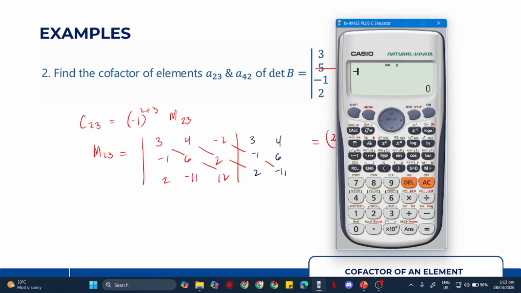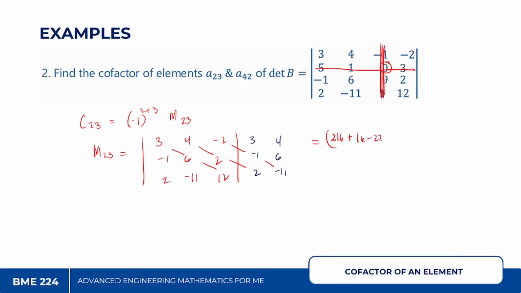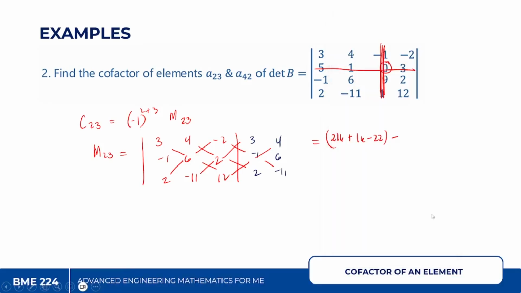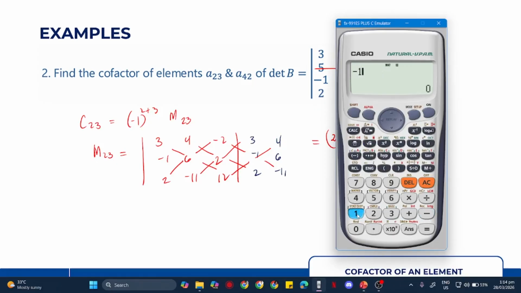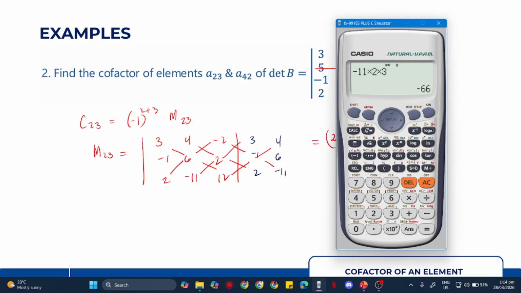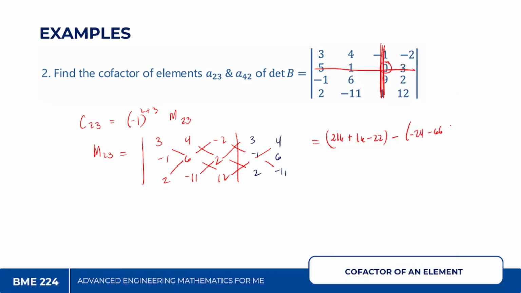Negative 2 times negative 1 times negative 11, and that is equivalent to negative 22. So, magiging negative 22 lang yan. Minus, ito naman, tsaka ito. Okay? So, that is 2 times 6 times negative 2, negative 24. And then, negative 11 times 2 times 3, which is equivalent to negative 66. Negative 66. Check natin kung negative ba yan. So, negative 2 times negative 1 times 4, and that is negative 48.